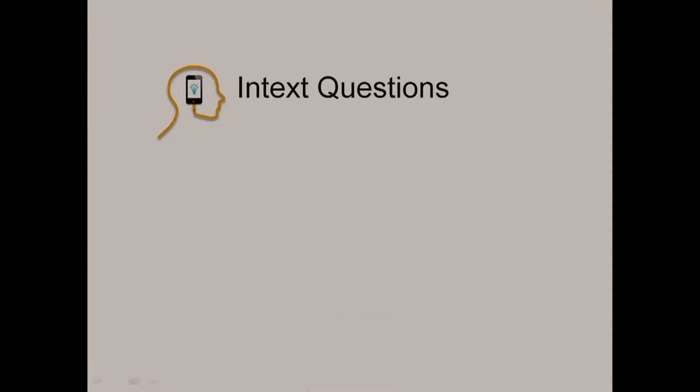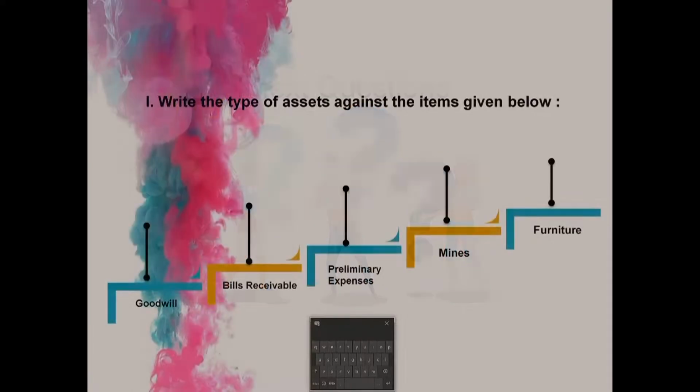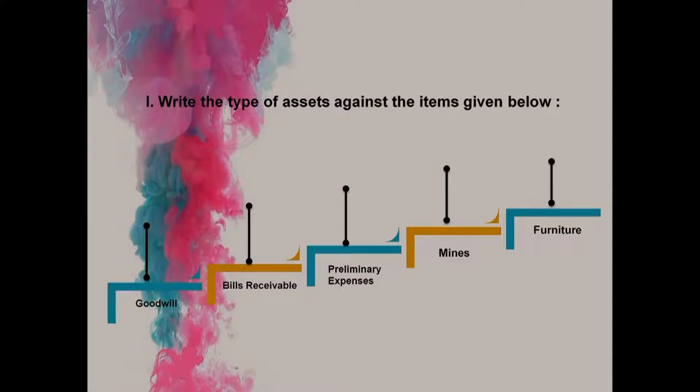Now some questions for you. You have to write the type of asset against the item given below. So goodwill: can any one of you tell what type of asset goodwill is? Would anyone try answering? You can message also.